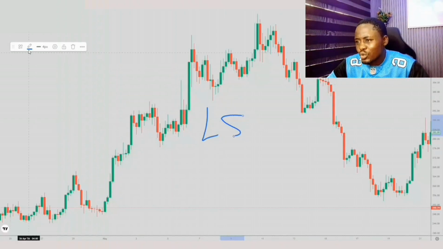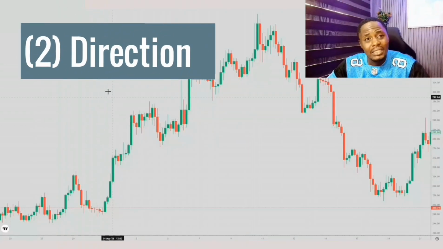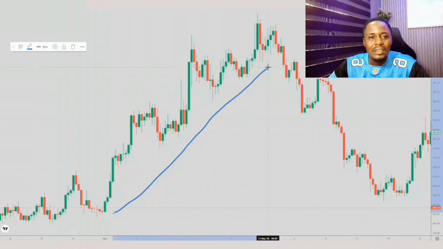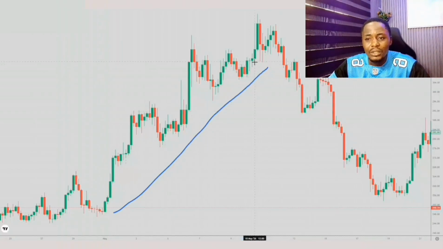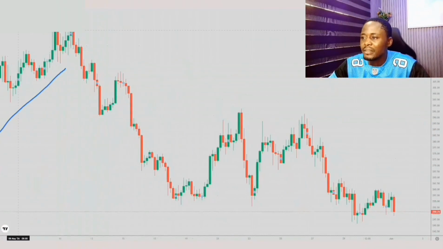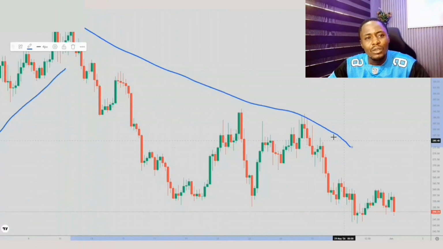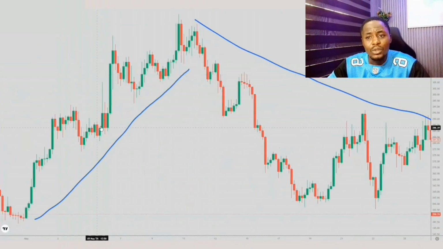So, and number 2 is the direction of the market. Guys, after you have identified your session, the number 2 is the direction. For instance, you ask yourself, is the market bullish, or is the market bearish? So this is the second thing you must know, whether the market is bullish or bearish.